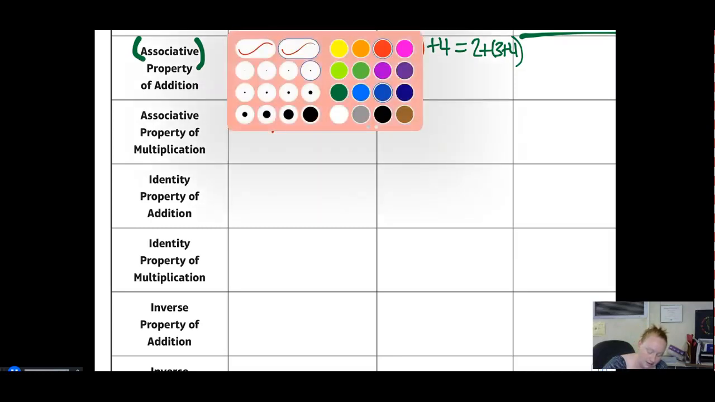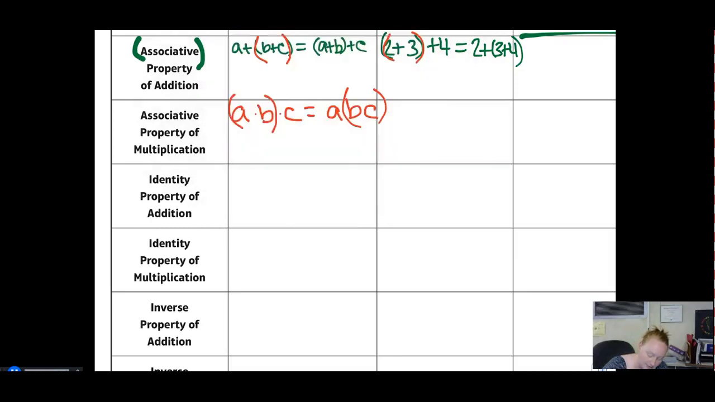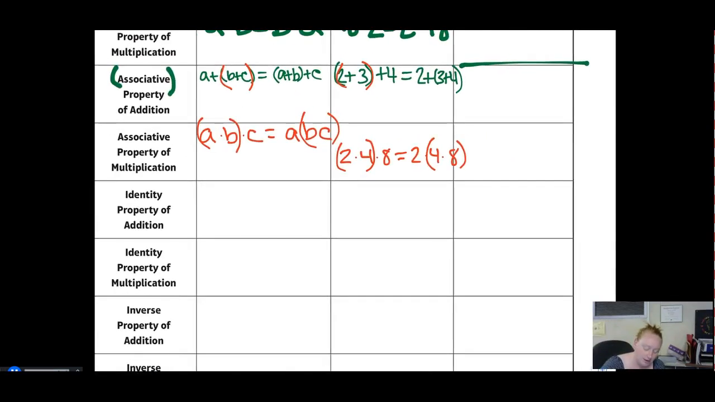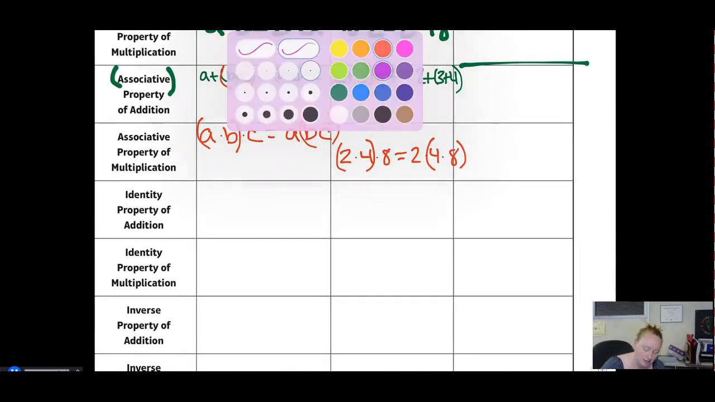So my example of this is going to be 2 times 4 times 8 is equal to 2 times 4 times 8. And it doesn't matter if I do it in this order or if I do it in that order, it's still the same. Okay? All that's changed is that those parentheses have moved. Okay? You are now going to go and do these two examples for me.